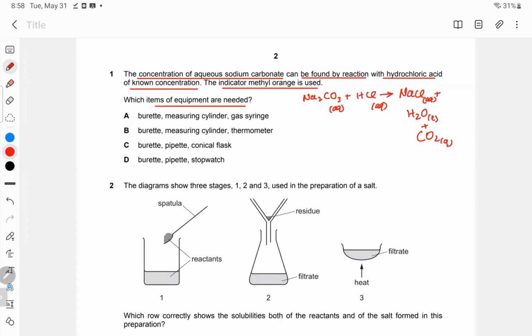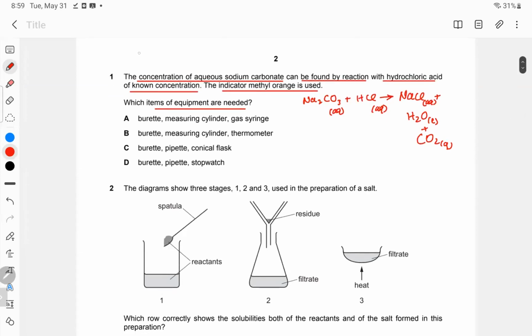Okay, so you need to remember that whenever we need to find the concentration, the measurements must be precise and accurate, and a measuring cylinder does not do accurate measurements. So we will mark A and B wrong. Is this clear to everyone? Is this point clear to everyone? Yes, sir.